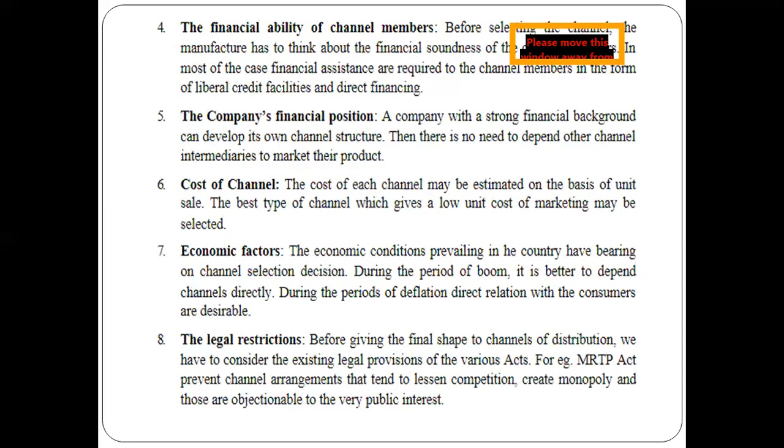The fifth is company's financial position. A company with a strong financial background can adopt its own channel structure. Then the sixth is cost of channel, which can be estimated on the basis of unit sale. Then the seventh is economic factors prevailing in the country. Then the legal restriction. Before giving the final shape to the channel of distribution, we have to consider the existing legal provisions of various acts.